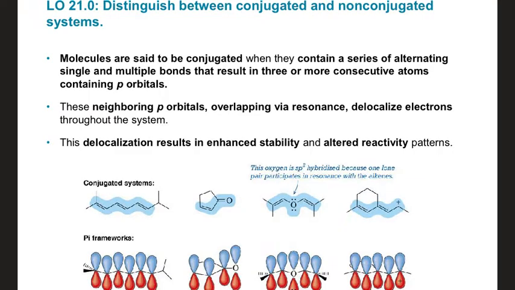So this is from your book. Molecules are said to be conjugated when they contain a series of alternating single and multiple bonds that result in 3 or more consecutive atoms containing p orbitals. These neighboring p orbitals, overlapping via resonance, delocalize electrons throughout the system. This delocalization results in enhanced stability and altered reactivity patterns.